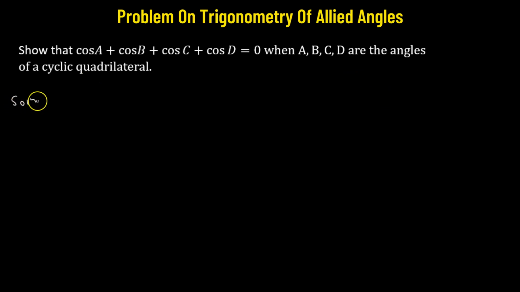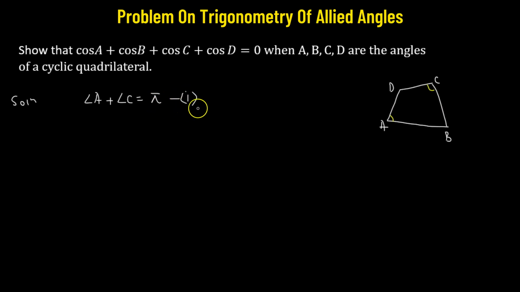Now before beginning, we need to state a fact: whenever we have a cyclic quadrilateral, let's say the quadrilateral is named A, B, C, D, then the sum of the opposite angles, that means if we consider A and add it to angle C, then the sum is going to be 180 degrees. So that's for a fact. I'm representing 180 degrees in radians as pi. Let this be equation number 1.